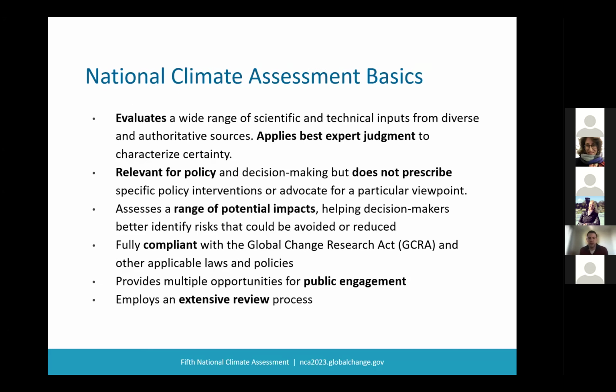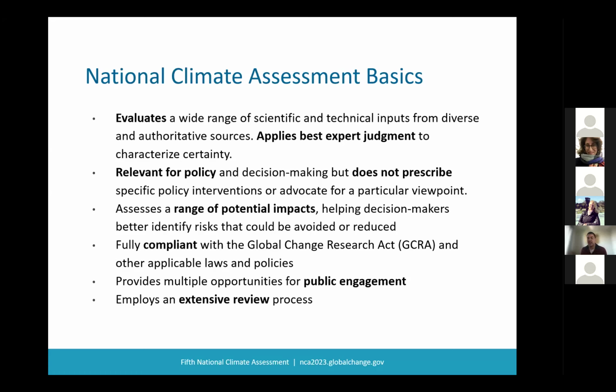NCA authors review a large body of scientific research from diverse information sources. They synthesize that information, examine the confidence in our scientific understanding, and evaluate uncertainties. NCA5 was written by 500 authors and 260 technical contributors from every state in the nation, as well as Puerto Rico, the U.S. Virgin Islands, Guam, and Palau.